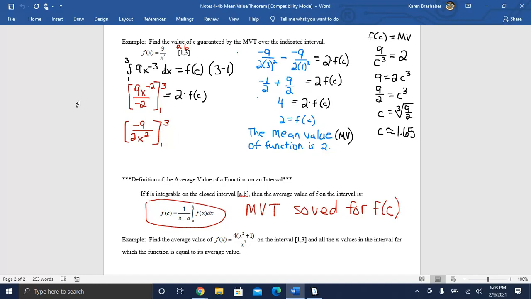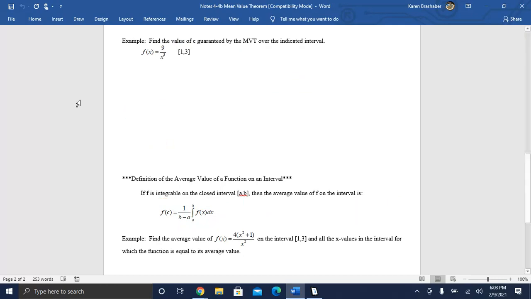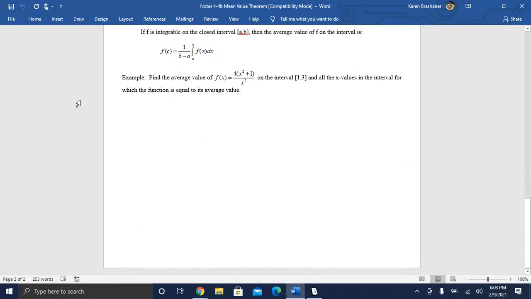So the next example asks you to find the average value of f of x equals 4 times x squared plus 1 over x squared. And it also asks you to find all the x values, in other words, all the c's in the interval where the function's equal to the average or the mean value. So I'll use the alternative form in this example to let you see how that is different. And then you can decide which one you want to use.